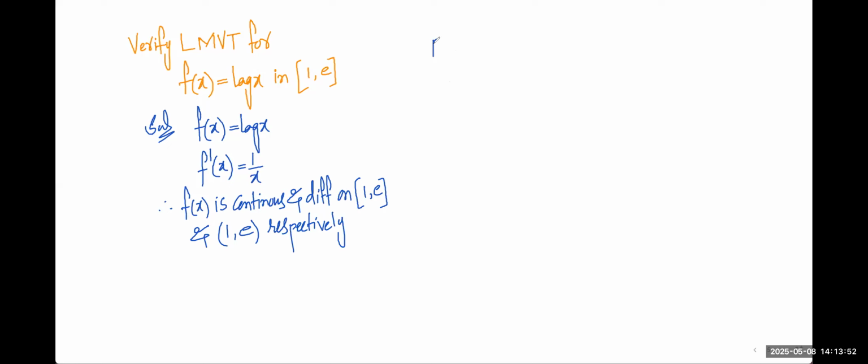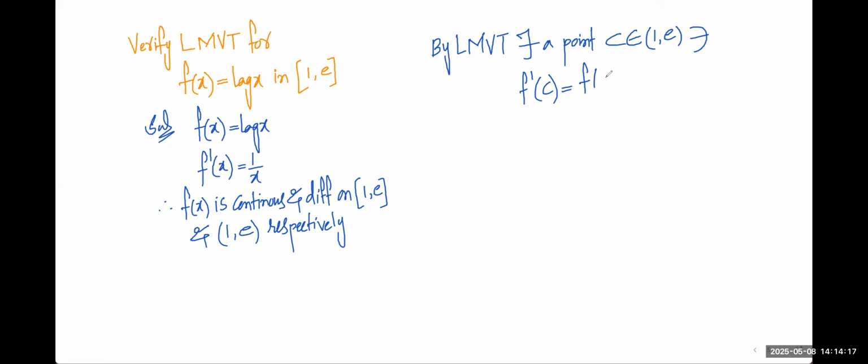So now by Lagrange's mean value theorem, there exists a point c belongs to a comma b such that f dash of c is equal to f of b minus f of a by b minus a. प्रॉब्लम बार बार करने का रीजन है आपको स्टेटमेंट अच्छे से याद हो जाए। f dash of c we can get from here, that is 1/c, f of b means यहाँ पर रखे तो log b minus log a by b minus a.